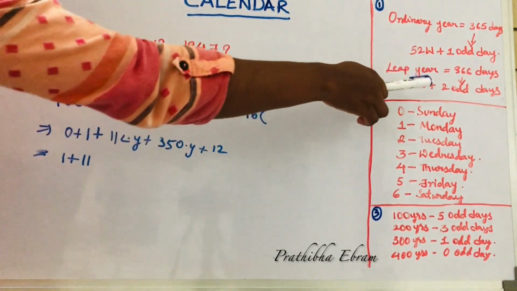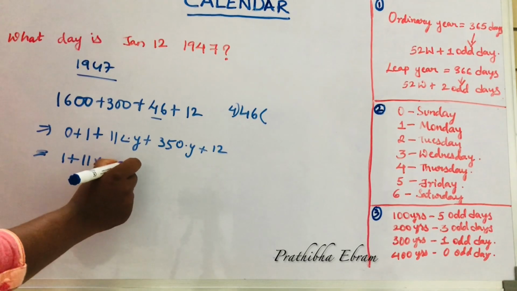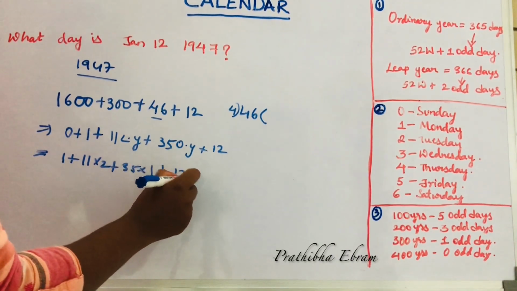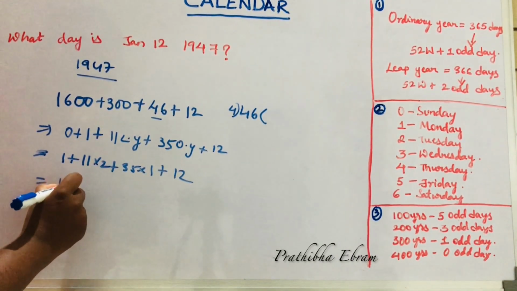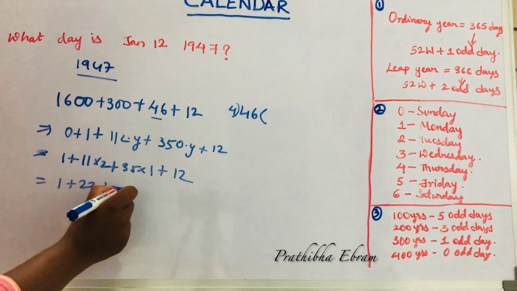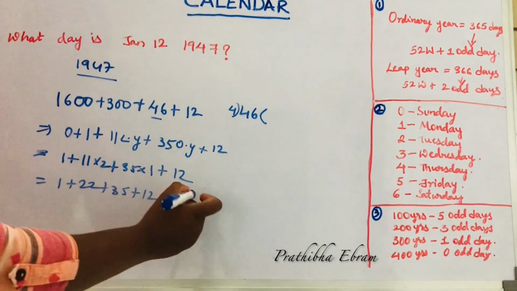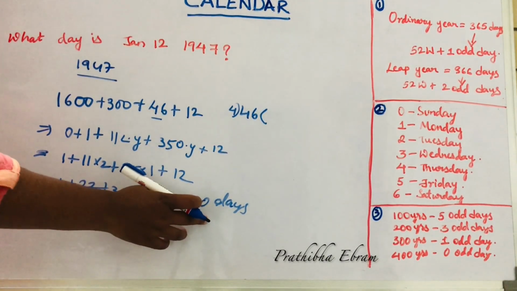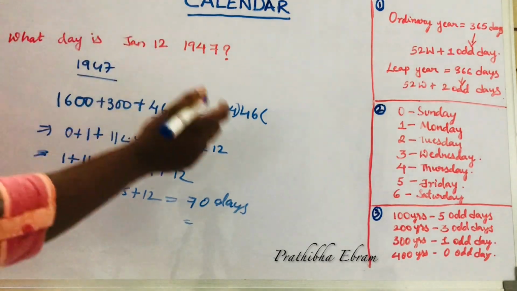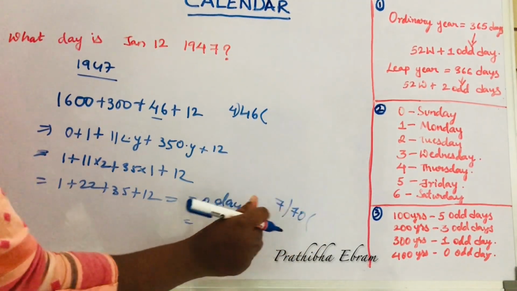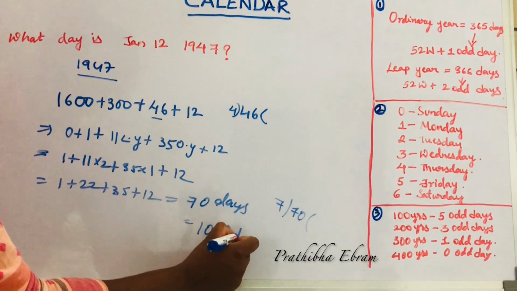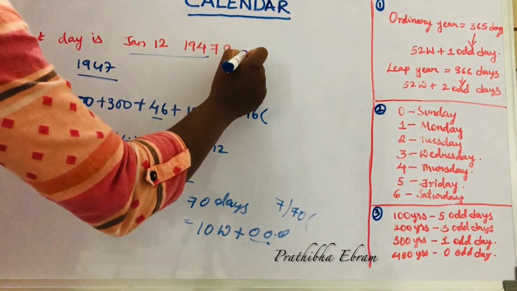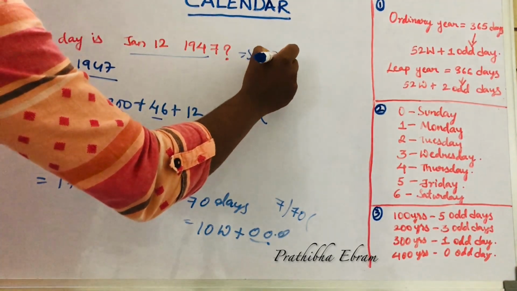In a leap year, we have 2 odd days, right? So 11 into 2, plus 35 into 1, since in ordinary years we have 1 odd day, plus 12 days. Now 11 twos are 22, plus 35, plus 12. If you add them, you will get 70 days. Now if you want to find the number of odd days in these given days, you have to divide it by 7. If you divide it, you will get 10 weeks plus 0 odd days, right? If it is 0 odd days, then it is Sunday. Therefore January 12th in 1947 is Sunday.